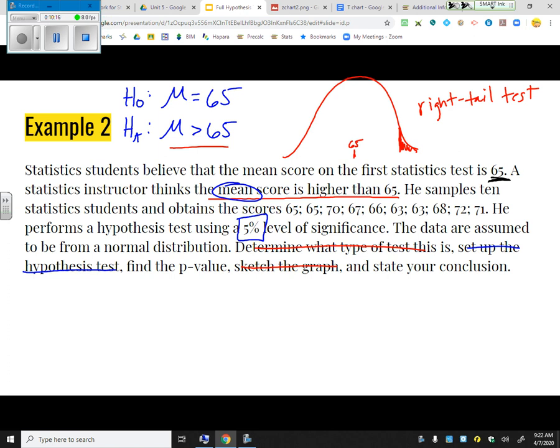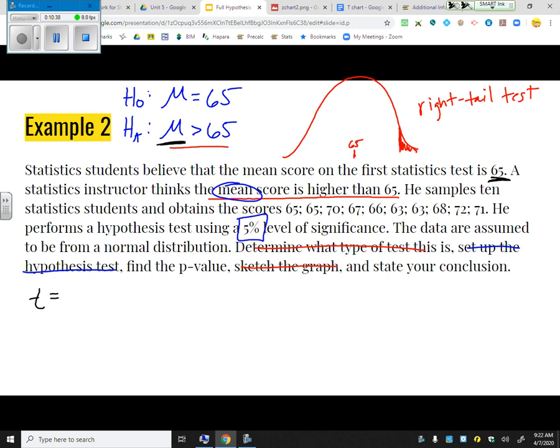Okay? And so remember that whenever we are dealing with mu, we have to use a t-test. It follows a student's t-distribution. So what I want to do is find my t-score. And my t-score is going to be whatever my average is.